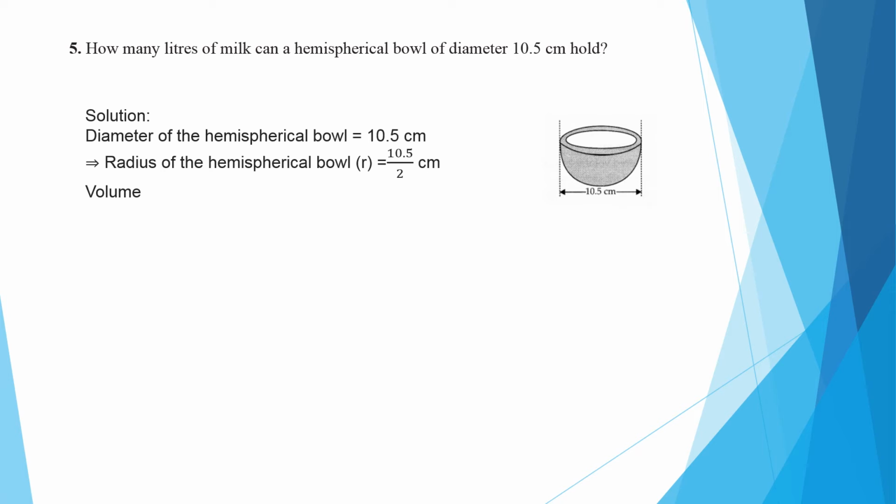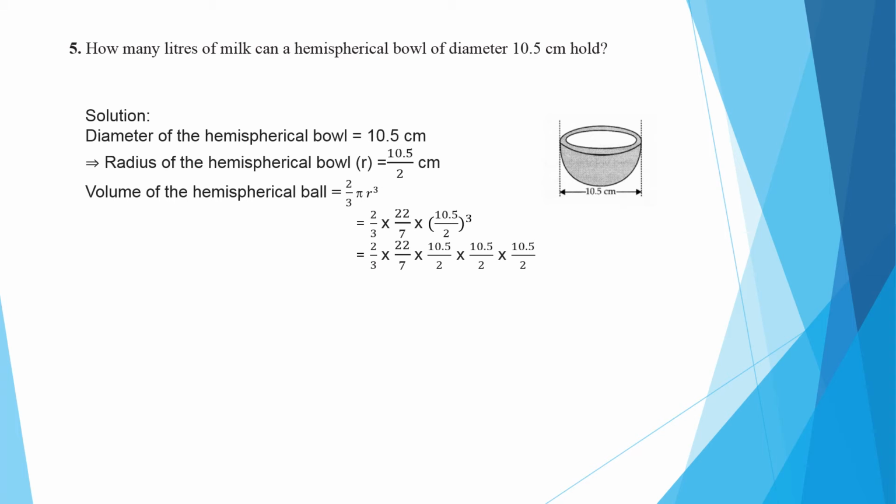So volume of hemisphere is equal to 2 by 3 pi r cube. So 2 by 3 into 22 by 7 into 10.5 by 2 into 10.5 by 2 into 10.5 by 2. Okay. So after calculation we are getting volume as 1,21,275 divided by 400 centimeter cube.